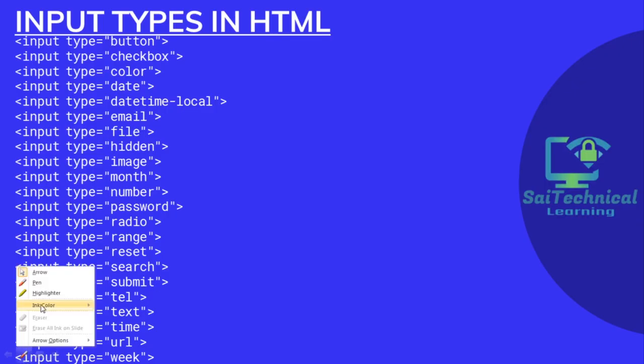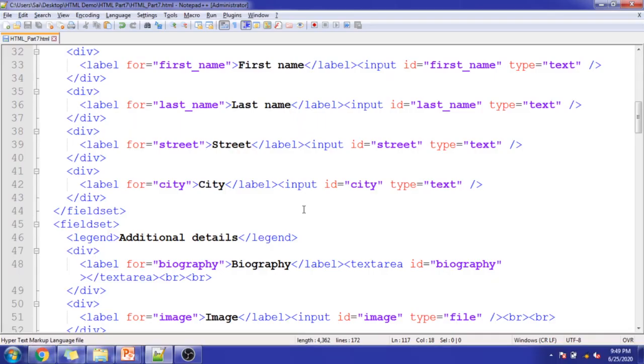Next one, that is input types. We have a number of input types in HTML. Here we have button, checkbox, color, date. We can use email, file, hidden, image, password, radio, reset, submit, etc. So let's start with the example or demonstration of how it actually works.